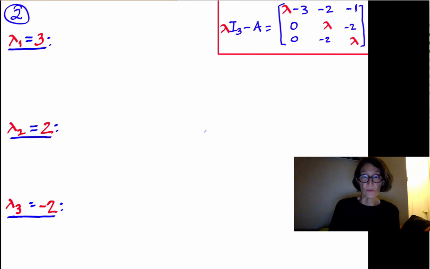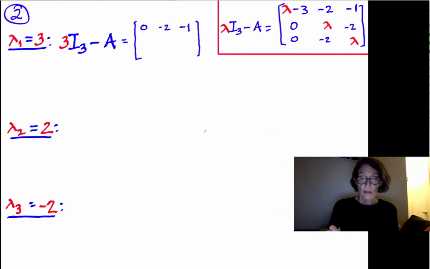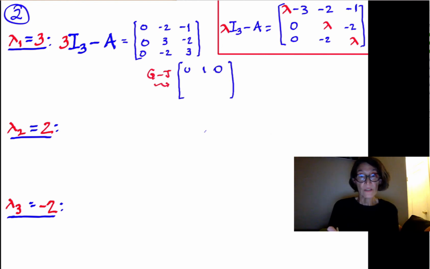In each case, we're just going to replace the lambda with whatever our eigenvalue is. So the first one, the eigenvalue is 3. So 3I3 minus A is the matrix 3 minus 3, which is 0, and then -2, -1, 0, 3, -2, 0, -2, and then 3. And then we just get the reduced row echelon form. Using Gauss-Jordan elimination or technology, we get 0, 1, 0, 0, 0, 1, and then a row of zeros.